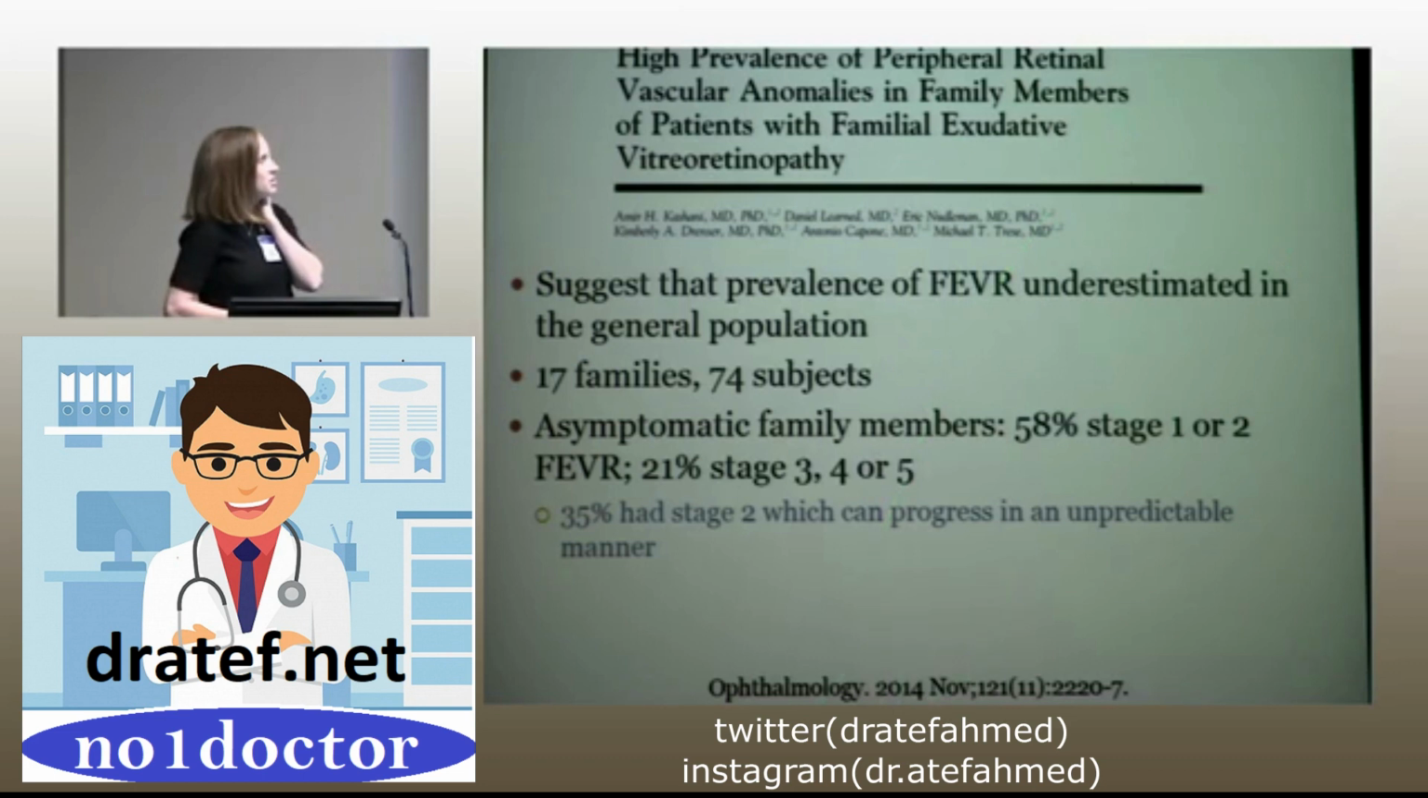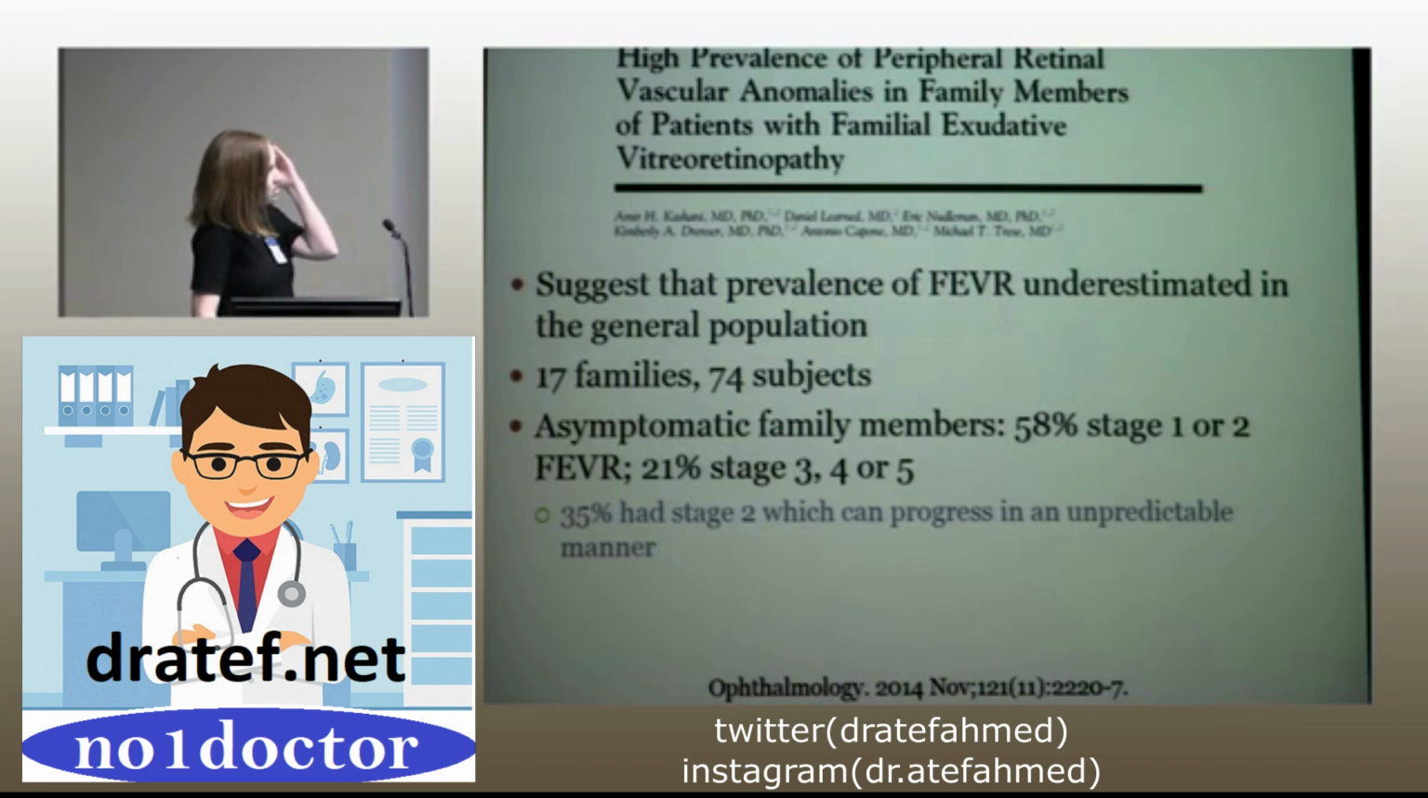There's a paper in Ophthalmology in 2014 done by Mike Tracy's group that suggests that the prevalence of FEVR is quite underestimated. They looked at 74 subjects of 17 families and found that 58% of asymptomatic family members had stage 1 or 2 FEVR, and 21% had stage 3, 4, or 5. So our patient would be a stage 1 just because they just have peripheral avascular retina.